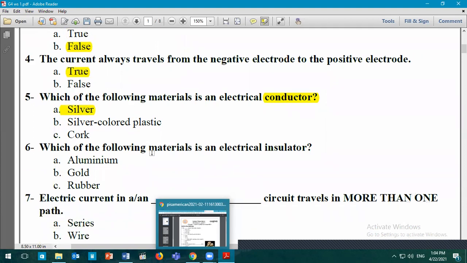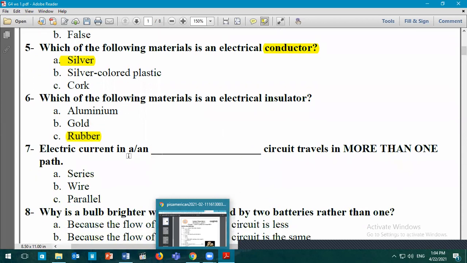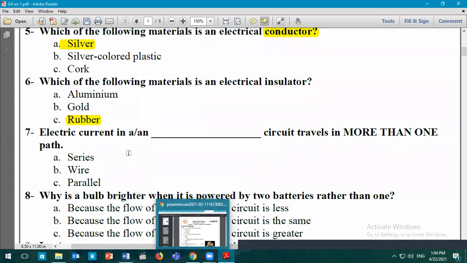Which of the following materials is an electric insulator? Insulator. Rubber. Rubber, yes, well done. Aluminum and gold are both metals, so they are good conductors.